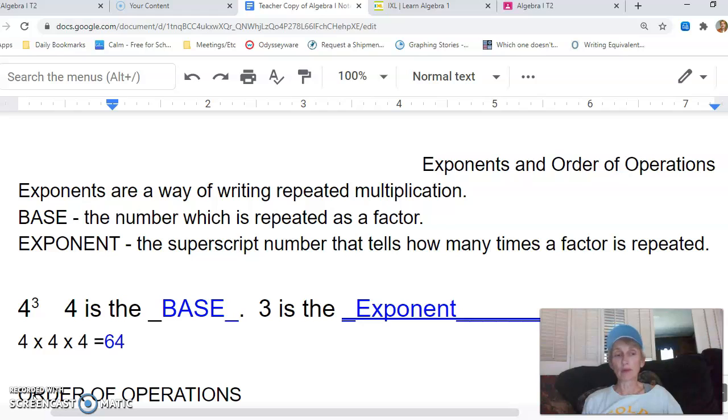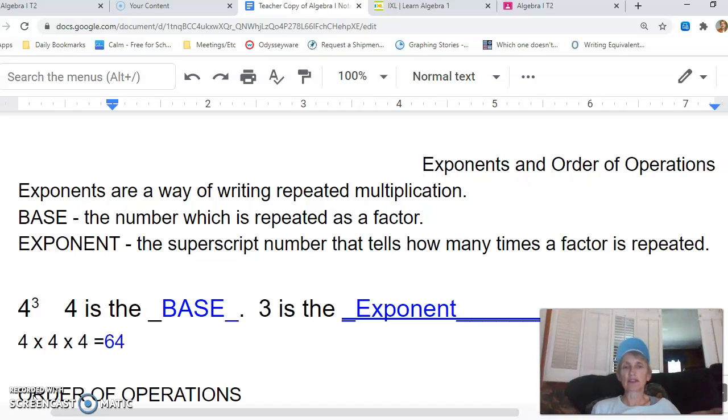So hopefully you remember that exponents are a way of writing repeated multiplication. The base number, the larger of the numbers, the normal size number, is the number that's being repeated as a factor. And then the small superscript number, that tells us how many times that factor is repeated. All right? That's the exponent.